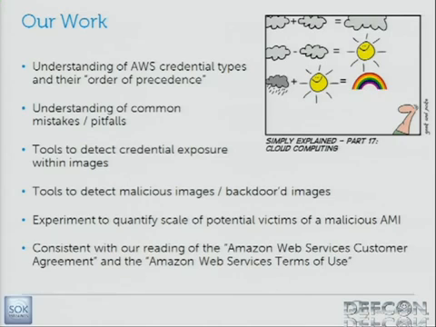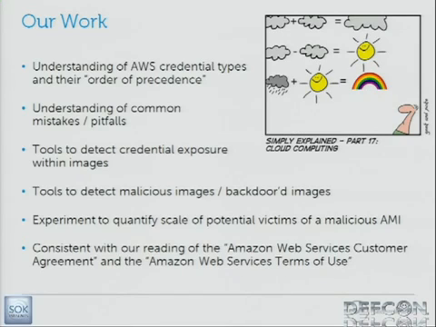And then with that in mind, we set off to develop a set of tools to detect instances of these problems, basically cases where credentials could be exposed within Amazon's virtual machine images, or rather virtual machine images that are published within Amazon's cloud by third parties. And also these tools would detect malicious images or backdoored images that could be out there in the public set of images. Also, we performed an experiment to better quantify the scale of potential victims.